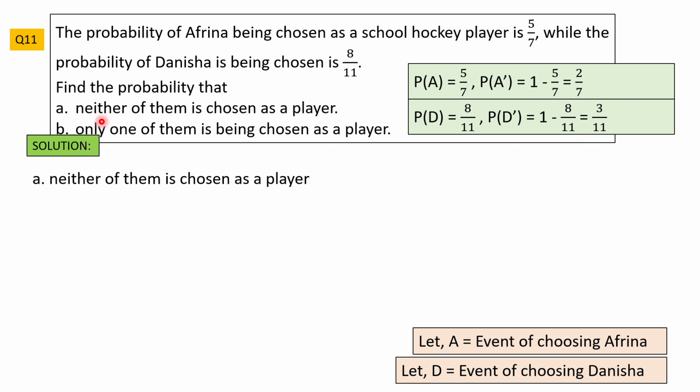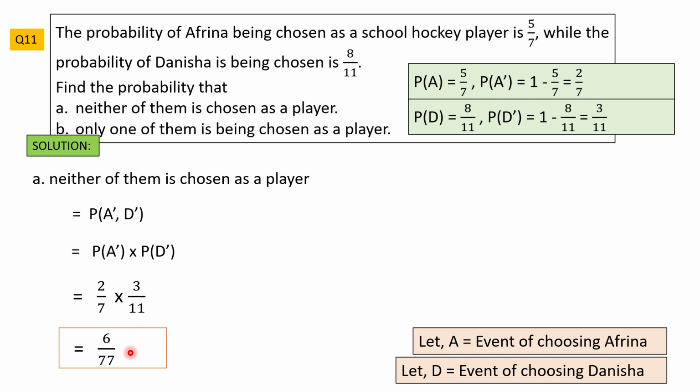Okay, so find the probability that neither of them is chosen as a player. So probability A prime and D prime, I mean both of them not being selected as a player. Here you can rewrite it as probability A prime times probability D prime. So we have the information of probability of A prime and D prime. Just use the information and find the answer.